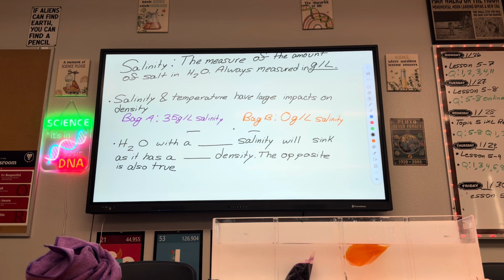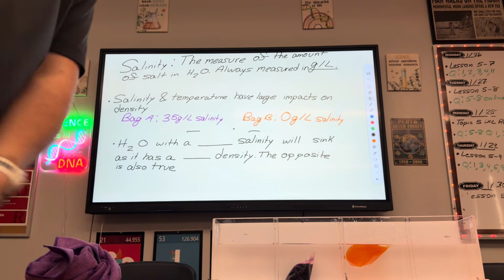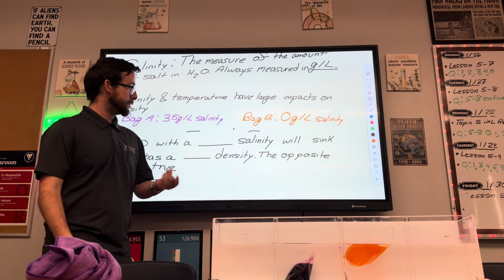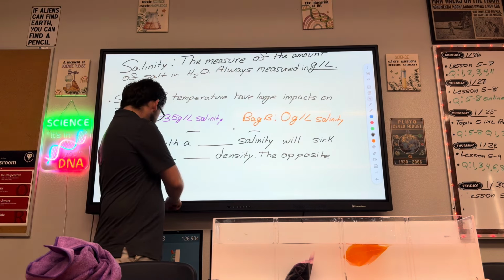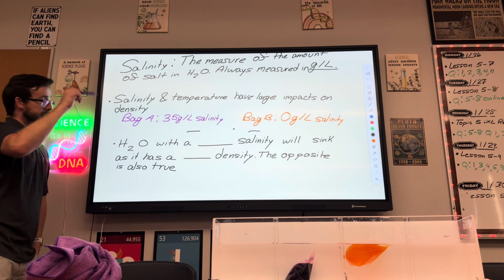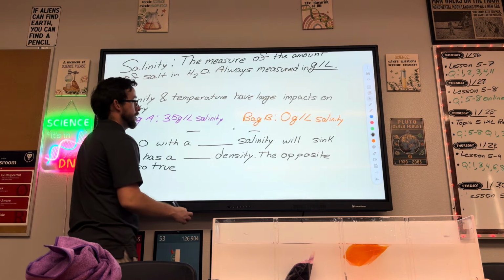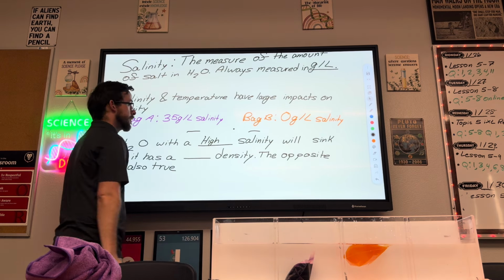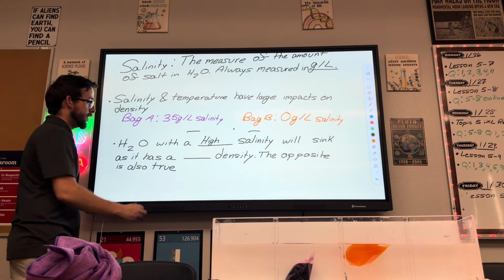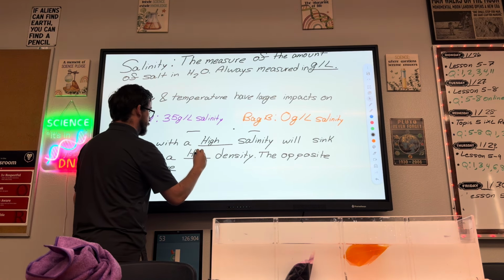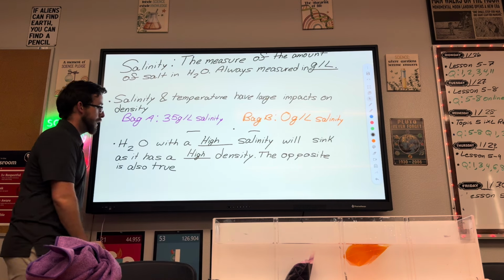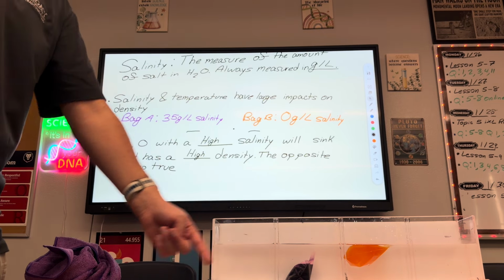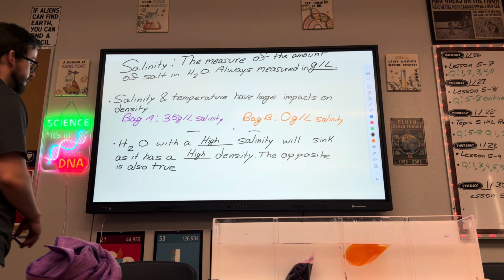The opposite is also true. You can even see it. This bag is still like a rock, all the way at the bottom. My orange bag is floating. Pause and fill this in. I should be able to write my sentence and say that water with a high salinity will sink, as it also has a high density. The opposite is also true. My orange bag is floating because it has a low density, because it has a low salinity.